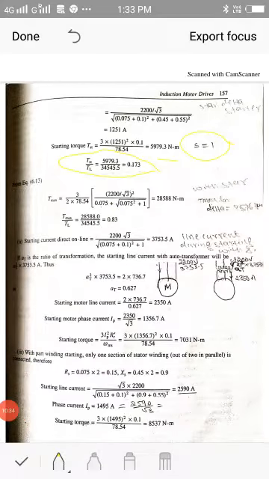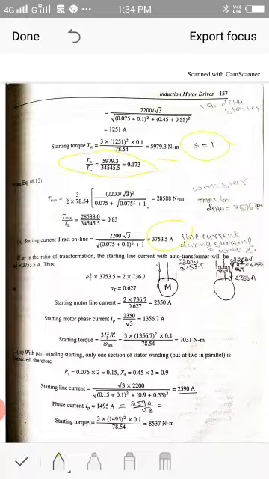So now we are going to move to the second point, that is, if the induction motor is started by auto transformer, what will be the value of starting current and starting torque. Okay, so if the motor is directly started with delta winding and full voltage applied, you are going to see that the starting line current will be equal to this much of value, 3753.5.